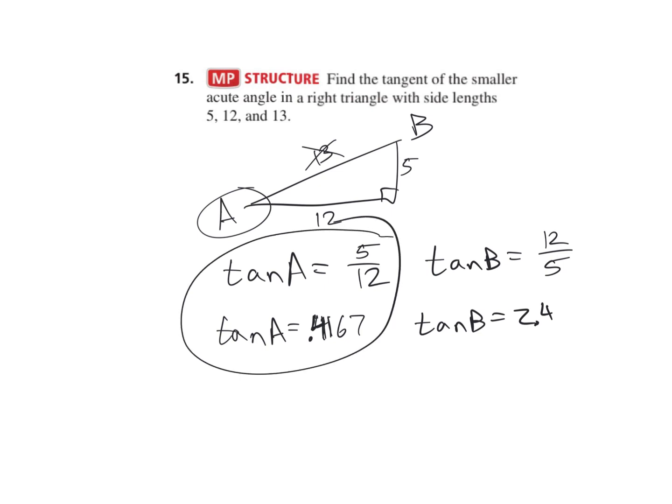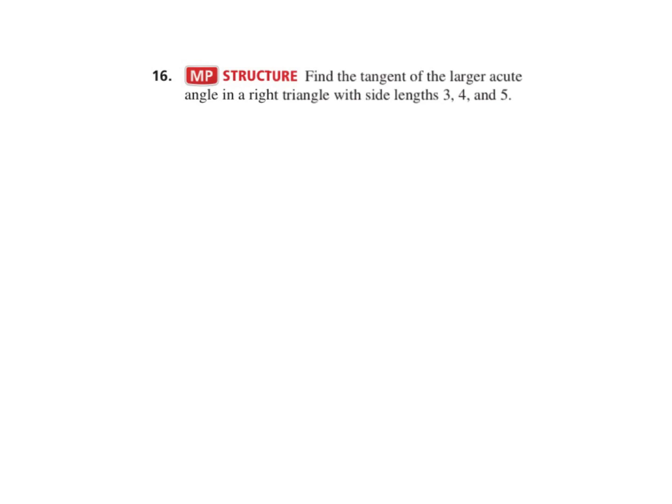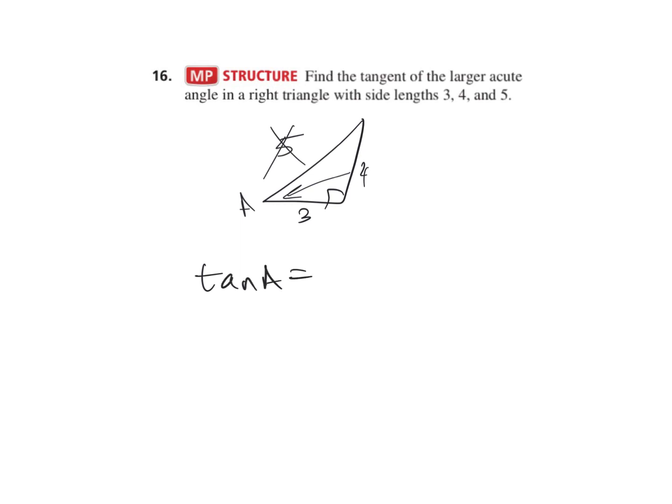Now number 16. Find the tangent of the larger acute angle in a 3, 4, 5. All right, so 3, 4, 5. Again, we don't need the hypotenuse. The larger angle is across from the larger side. So that's the angle. We'll say angle A again. Tangent A is equal to the opposite leg over the adjacent leg. So 4 divided by 3 is approximately 1.3333.